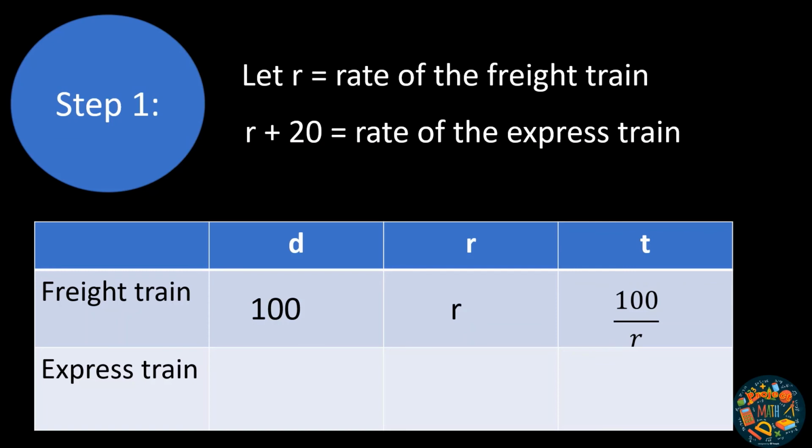For the express train, the distance traveled, we have 150 kilometers. And its rate is R plus 20. So the time will be 150 over R plus 20.